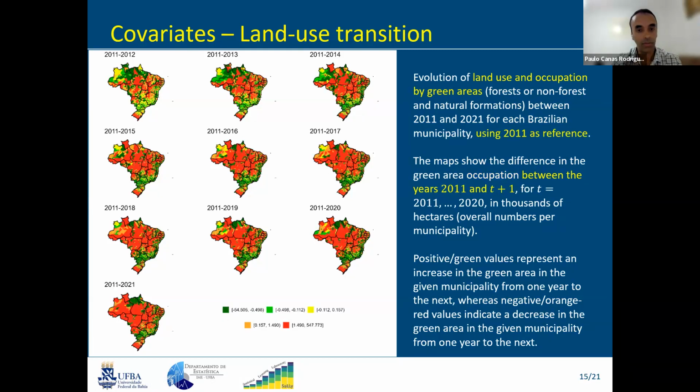This one is similar, but we are comparing with a reference year. We are comparing all of them with 2011. So the first one is the transition from green areas to farming from 2011 to 2012. Again, red and orange means an increase in terms of farming. Light and dark green means a gain in terms of green areas. Of course, it is cumulative, which means that the last one is more red than the others, because this is cumulative. The last one compares 11 to 21. Okay, so this is how this data looks in terms of visualization.